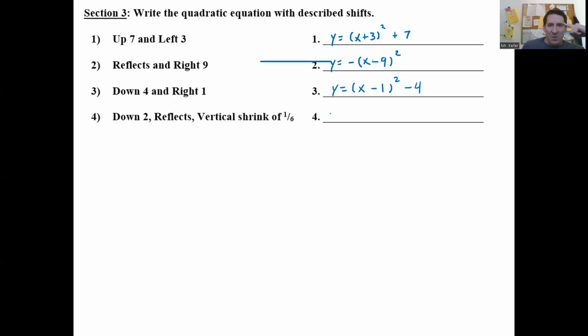So we got quite a bit going on here. So there's no horizontal, so I don't need parentheses on this one, just an x squared. The reflect, so it's going to be a negative out front, shrink 1/6, so -1/6 out front, down 2 is -2. That's all there is to it.